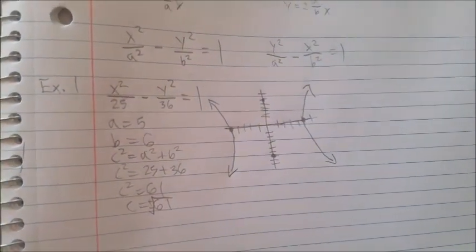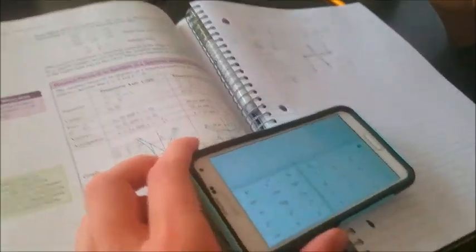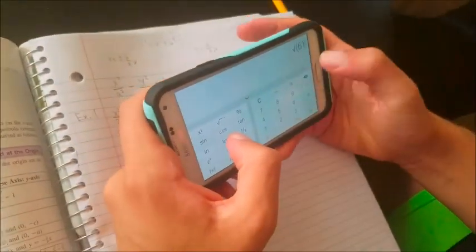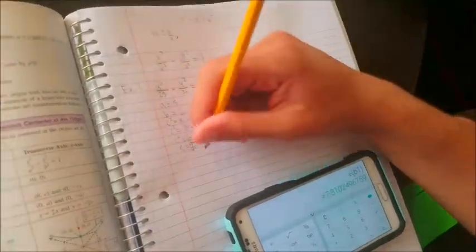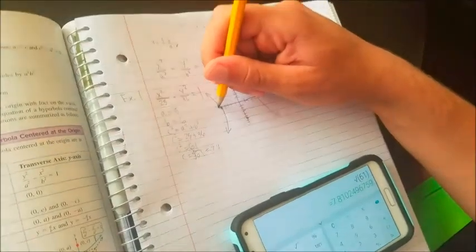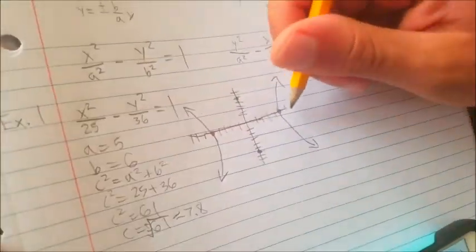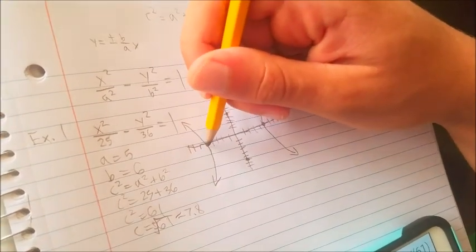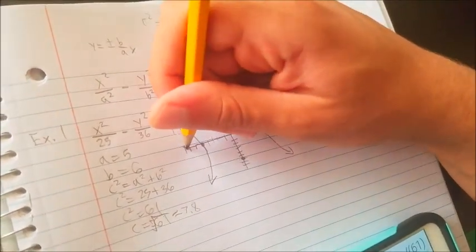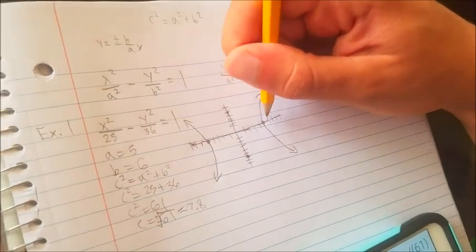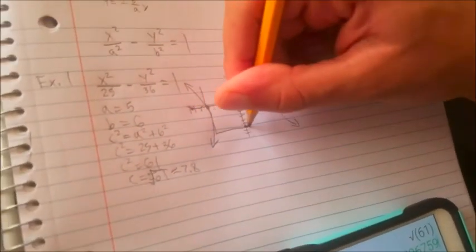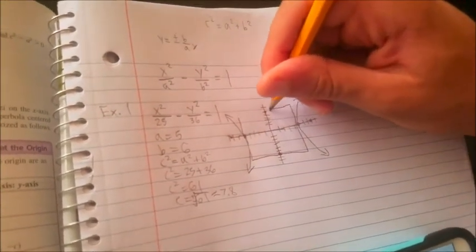Now that we have that out of the way, we can graph the foci. Once again, we know that the foci is the square root of 61. So consulting our calculator once again leads us to the conclusion that the square root of 61 is about 7.8. So that means, going back to our graph, we're going to look for the point 7.8, which is about here, and here.